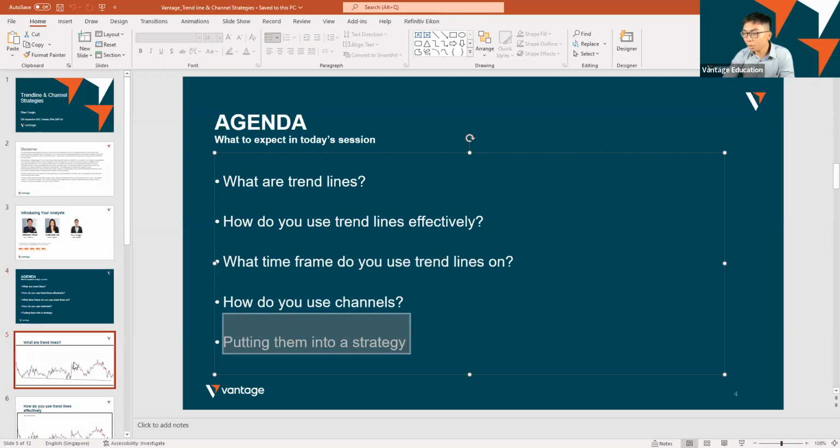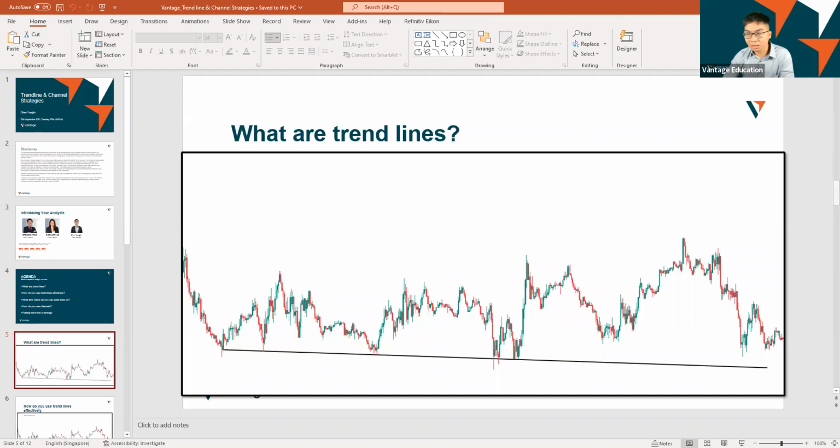So, what are trend lines? You guys know how to draw trend lines? Yes, please do let me know if you know how to draw a trend line. Okay, so let me get our circle. So this is a trend line.